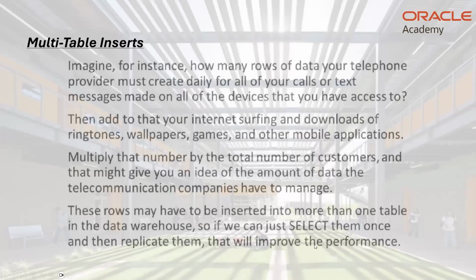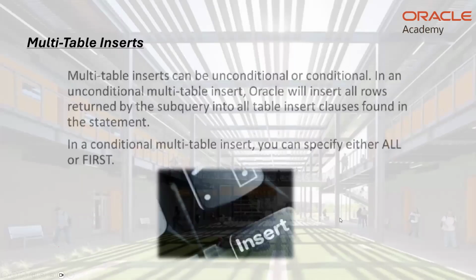So an example, imagine we have telephone data records. We don't have telephone books anymore. Then add to that your internet surfing and downloads and ringtones and all the data that's out there for mobile apps. Multiply the number by the total number of customers, so thousands and thousands. So we're illustrating a ton of data.